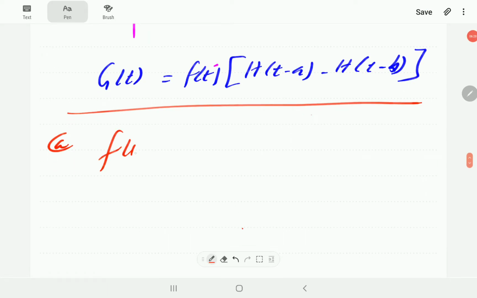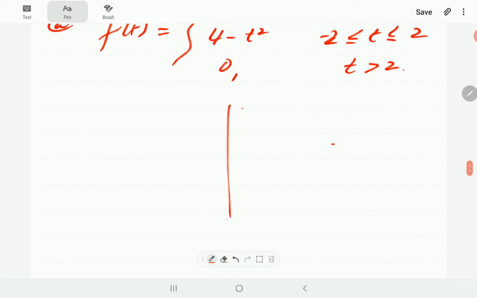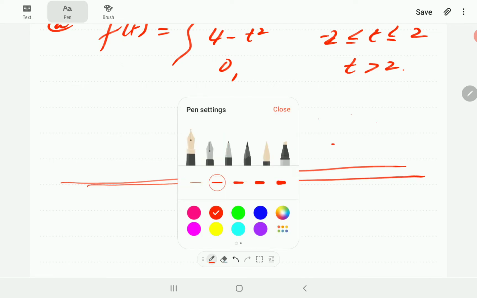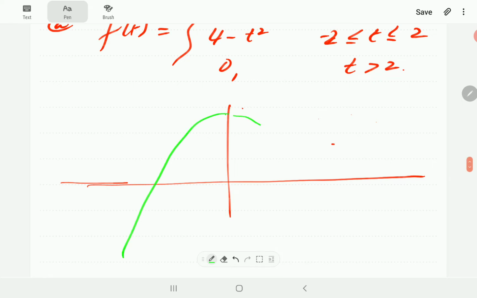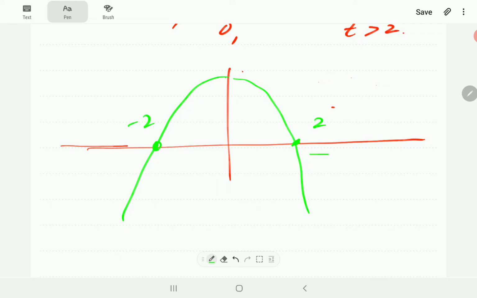So let's start off. We have f of t, which is 0 when t is less than -2, 4 minus t squared when t is between -2 and 2, and 0 when t is greater than 2. If we make a sketch, so if we just sketch the parabola 4 minus t squared, it looks something like this. This point is going to be 2, this point is going to be -2. So what we want is only this section here. All the other sections we want to go to 0.